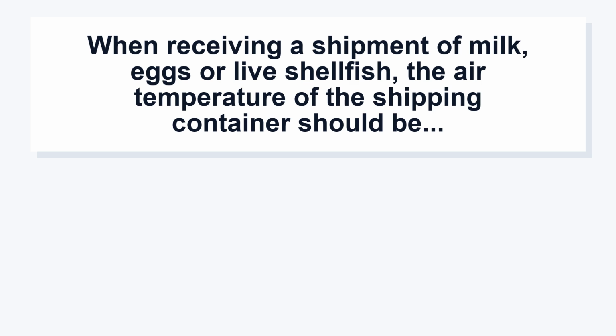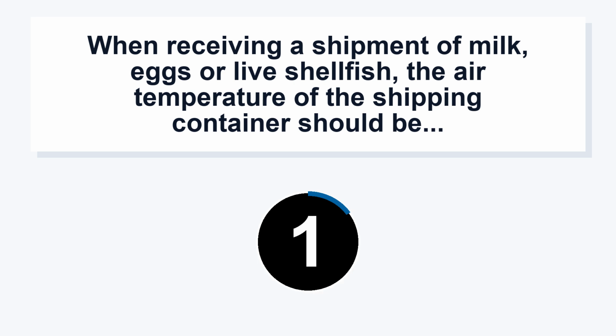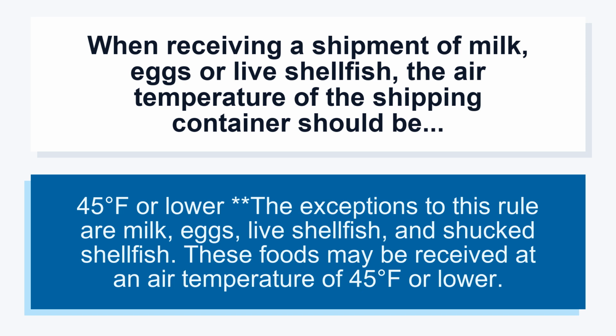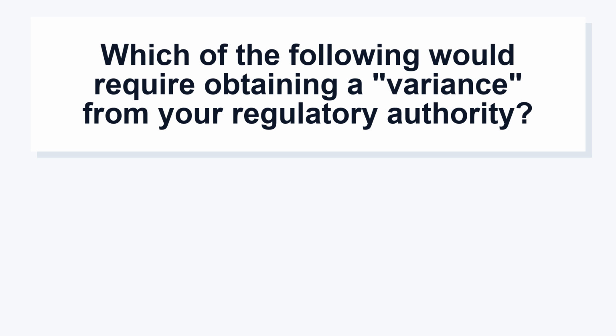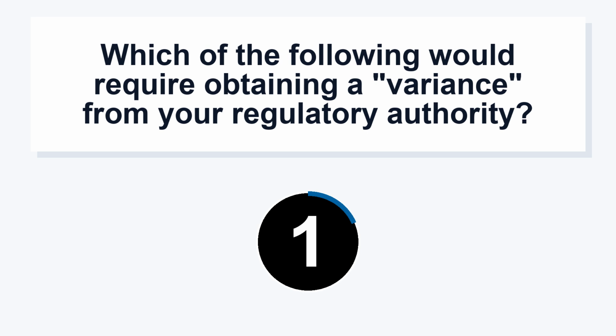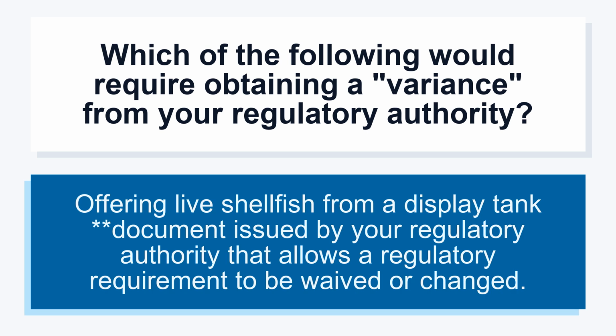When receiving a shipment of milk, eggs or live shellfish, the air temperature of the shipping container should be 45 degrees Fahrenheit or lower. The exceptions to this rule are milk, eggs, live shellfish, and shucked shellfish. These foods may be received at an air temperature of 45 degrees Fahrenheit or lower. Which of the following would require obtaining a variance from your regulatory authority? Offering live shellfish from a display tank. A variance is a document issued by your regulatory authority that allows a regulatory requirement to be waived or changed.